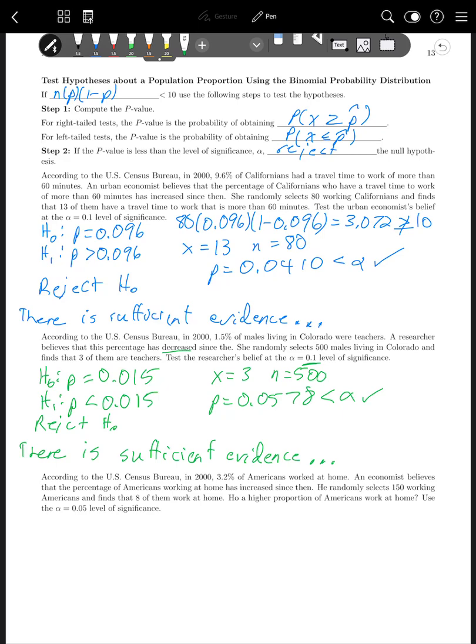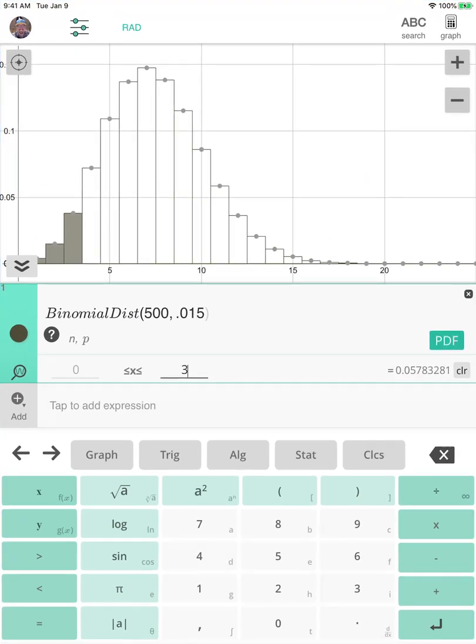Okay. And then the last one says, according to the U.S. Census Bureau in 2000, 3.2% of Americans worked at home. An economist believes that percentage of Americans working at home has increased since then. He randomly selects 150 working Americans and finds that 8 of them work from home. Do a higher proportion of Americans work at home? Okay. So our H naught is that P equals 0.032. Our H1 is that P is greater than 0.032. And our X is 8. Our N is 150. So we can use the binomial probability distribution to do this.